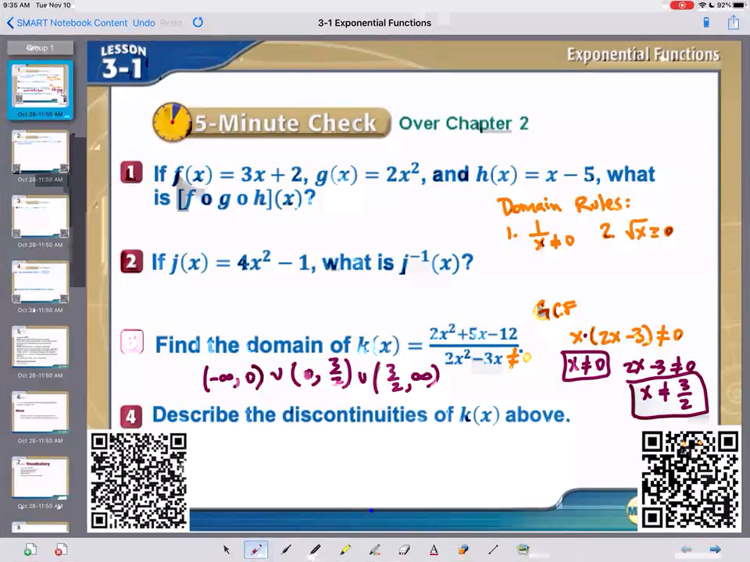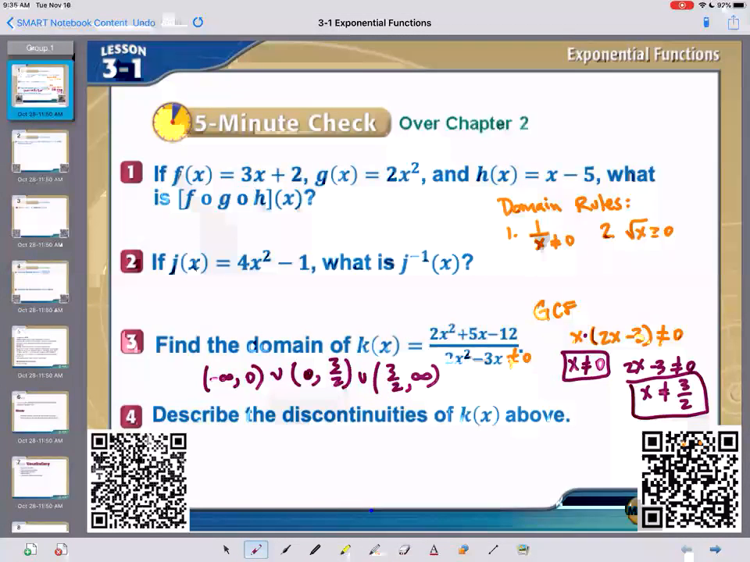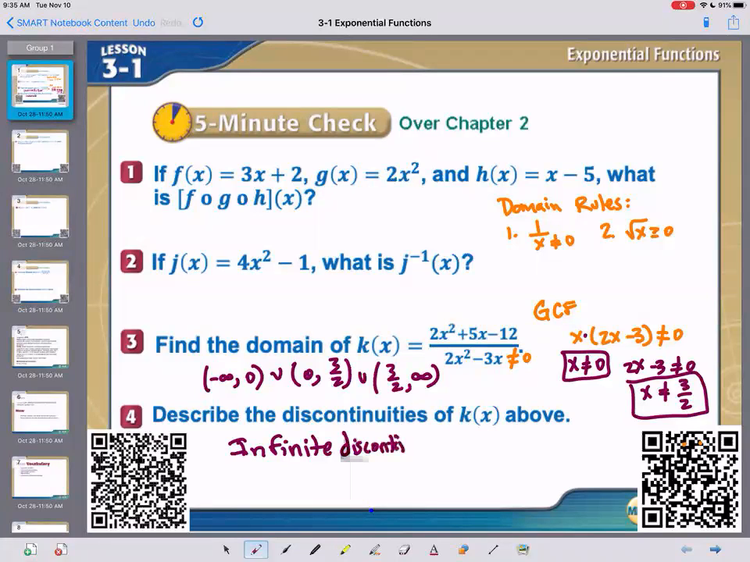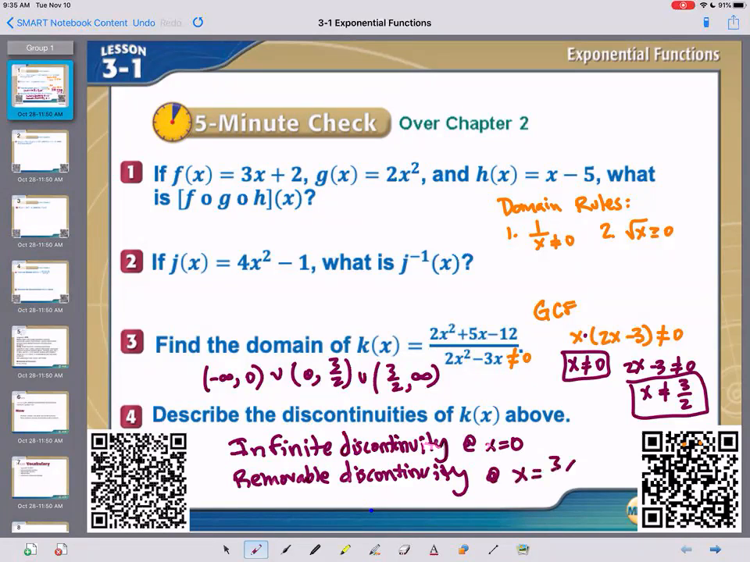Oh, I didn't realize that is number 4. So we can say infinite discontinuity at x equals 0, sorry, and it was a removable, or a hole, at x equals 3 halves. That's an ugly at sign. I'm just trying to say at.